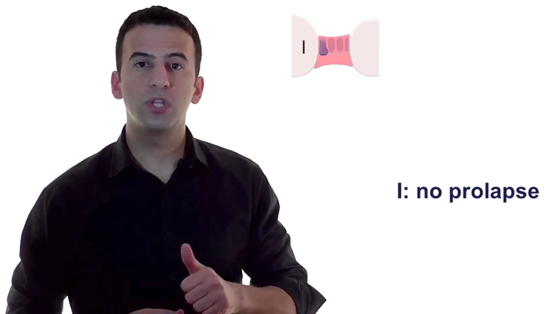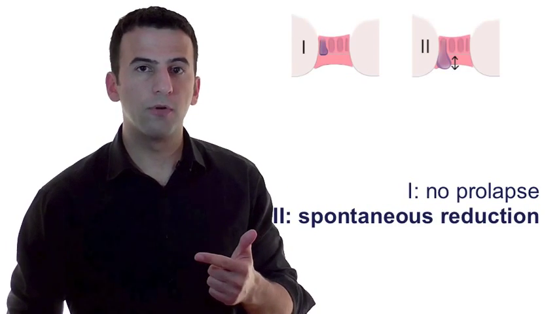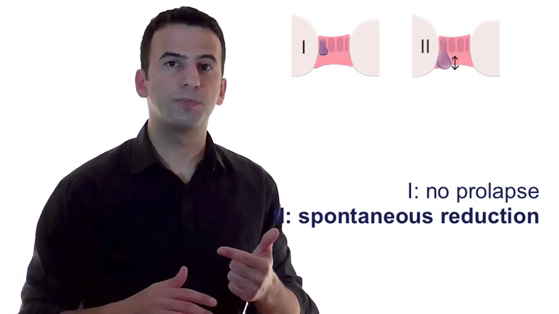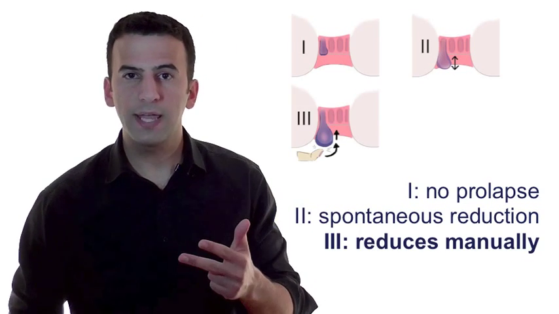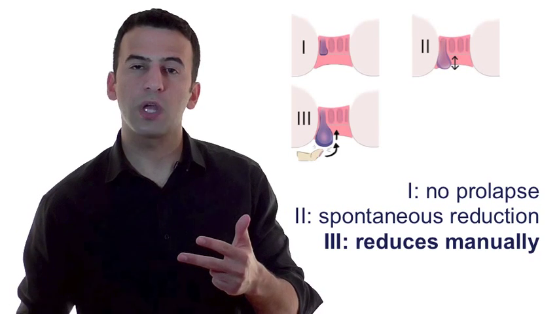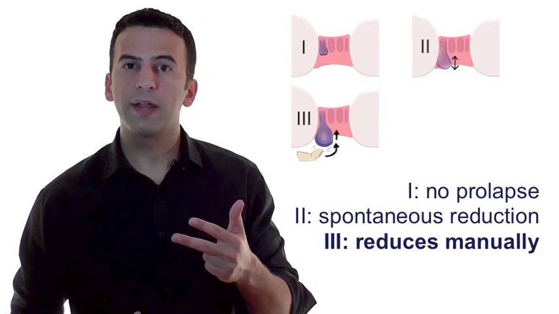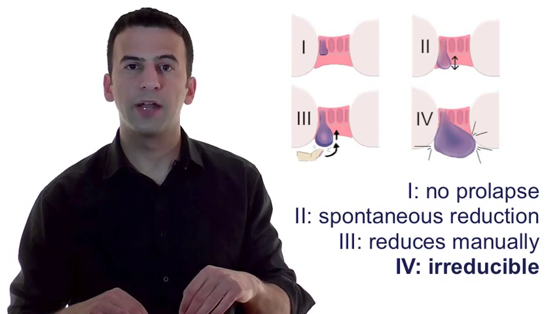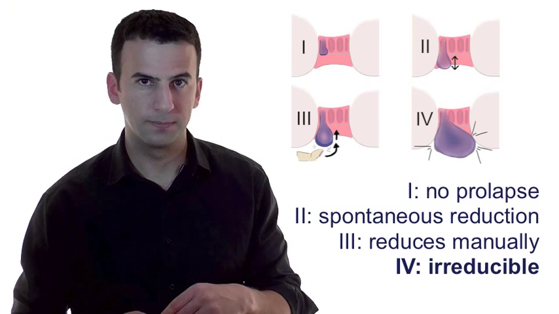There are 4 grades of hemorrhoids, and they all relate to the degree of prolapse. So with grade 1 hemorrhoids, there is no prolapse. Grade 2 hemorrhoids prolapse but reduce spontaneously. Grade 3 hemorrhoids prolapse but can be reduced only manually, while grade 4 hemorrhoids are prolapsed and are simply not reducible.